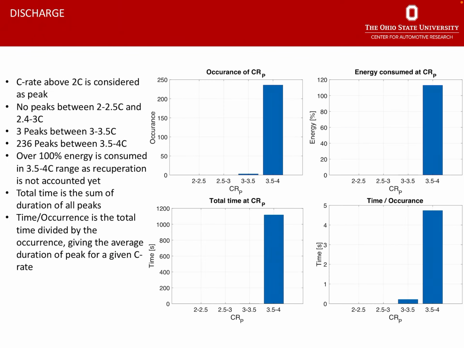The peaks occur almost 250 times between the 2.5 and 4C bracket, and there are no peaks between 2 and 3C, and the total time for which the pulses occur is almost half of the race. So the car is in a really high power deployment zone, as seen earlier, for most of the duration of the race, which means the cell chemistry should be able to sustain those power demands.